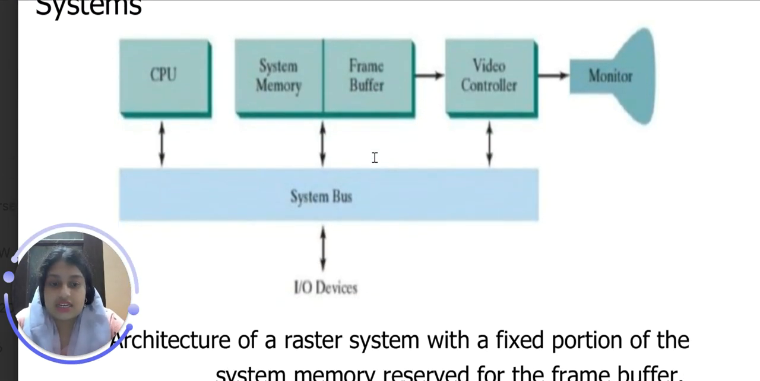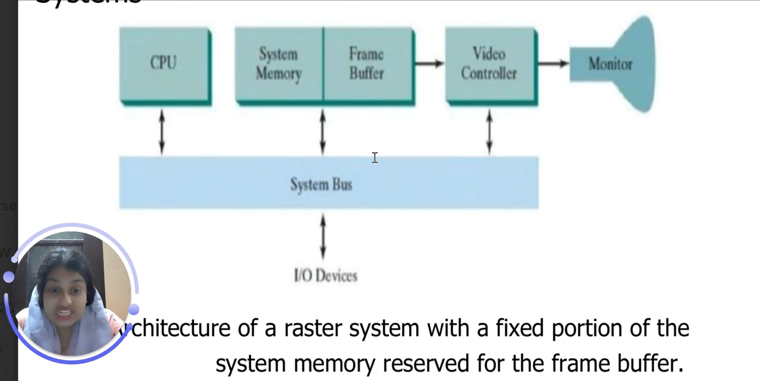And we're looking at the architecture of a raster system with a fixed portion of the system memory reserved for the frame buffer. Now there are input-output devices, and we have the system bus. The system bus is connected to the CPU, the system memory, the frame buffer, and the video controller. The CPU will pass information over here. The frame buffer is connected to the video controller, which is also connected to the system bus, and finally it is displayed through the monitor.